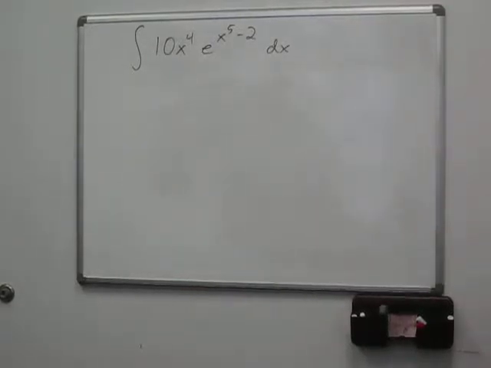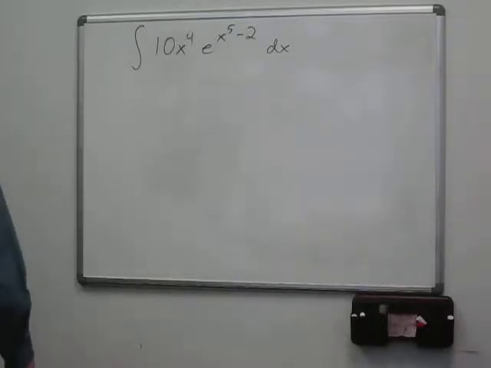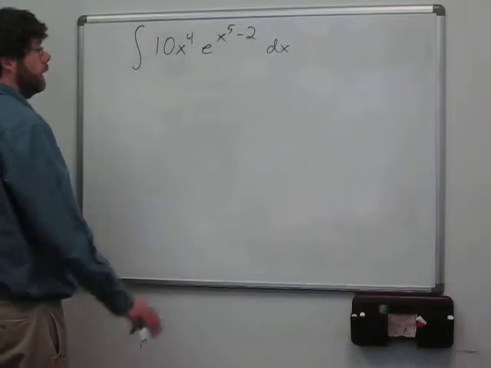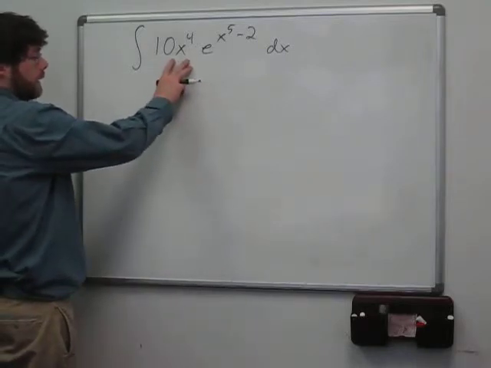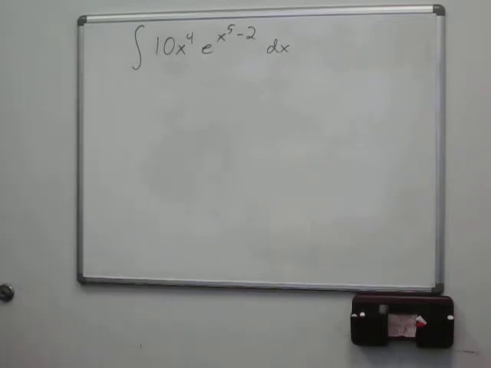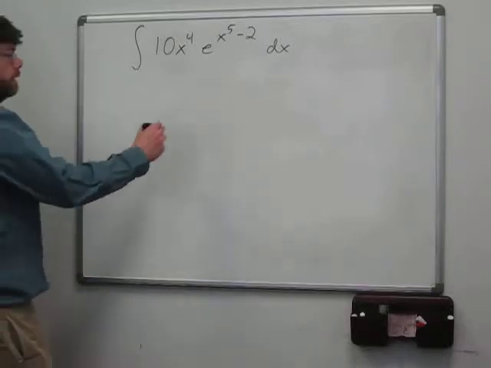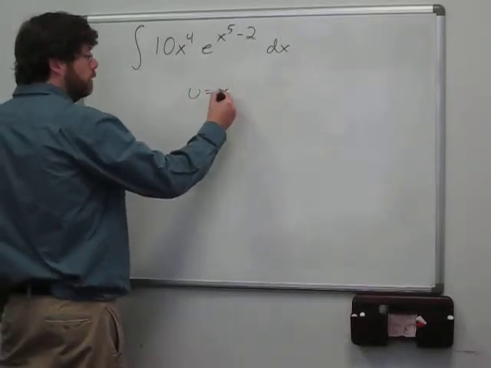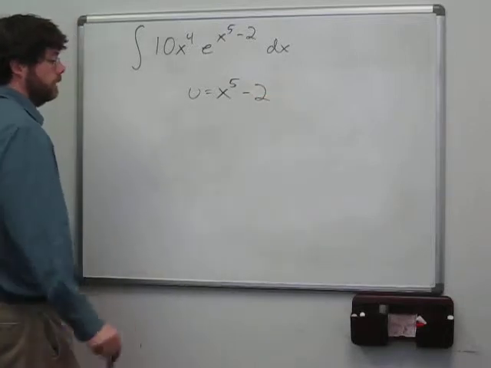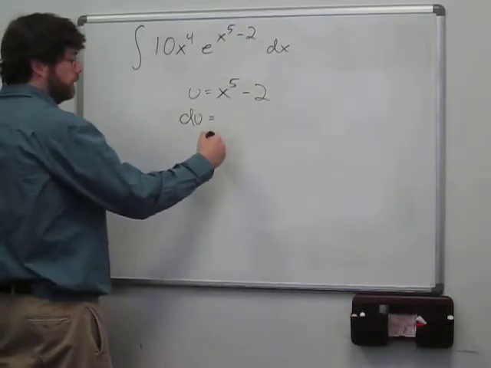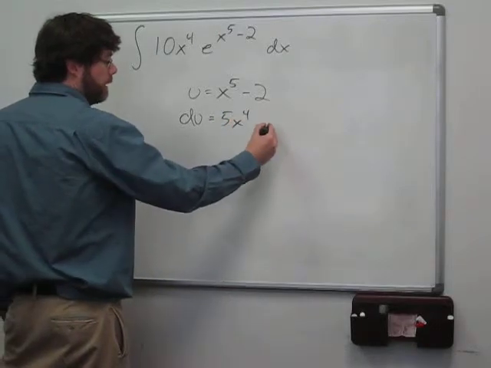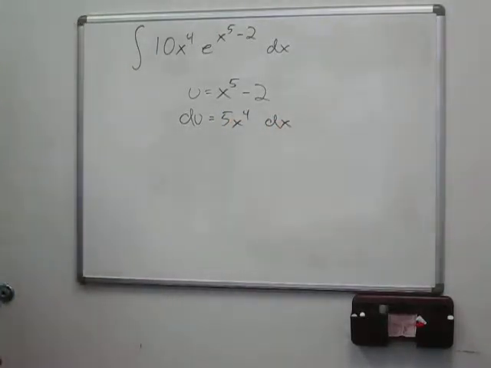In this video, we want to look at a couple examples requiring substitution that are slightly more complicated than the ones in the previous video. But again, we're confronted with a situation where a piece of the integrand looks a lot like the derivative of another piece, right? 10x to the fourth looks a lot like the derivative of our power here. So let's go ahead and begin by letting u be that power. Then the differential, du, will be 5x to the fourth dx.